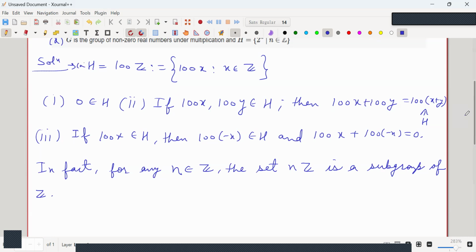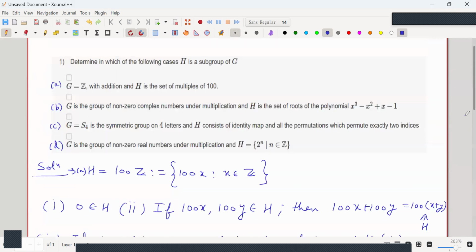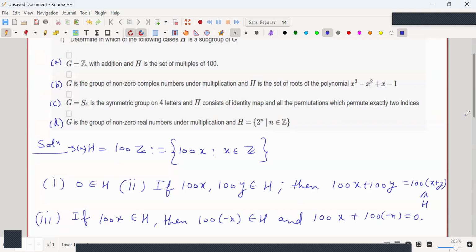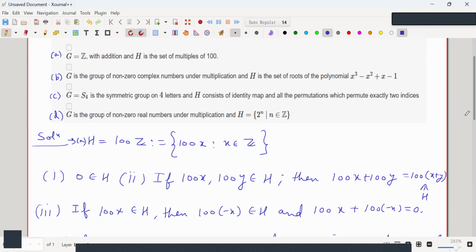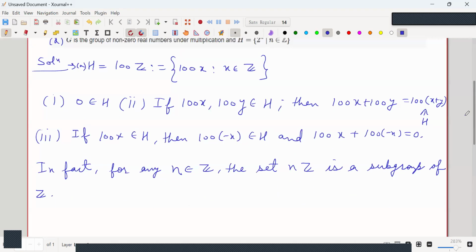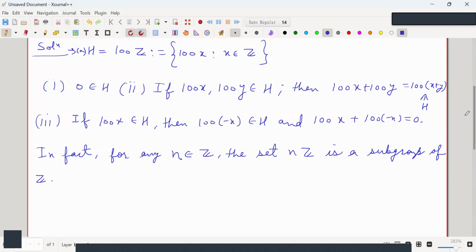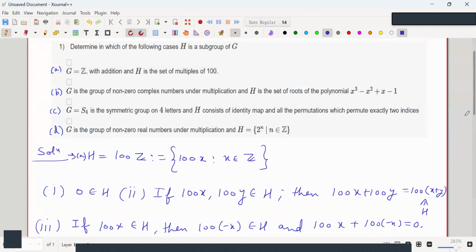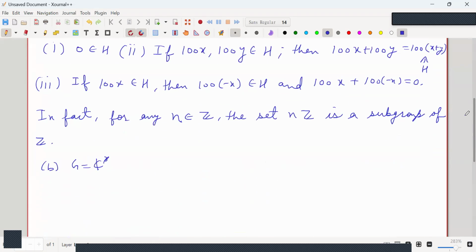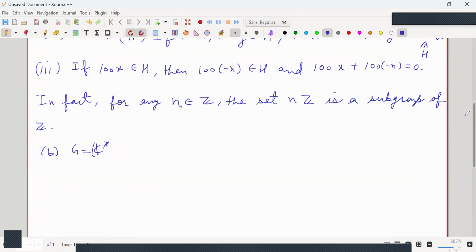What about the second part? G is the group of non-zero complex numbers under multiplication, and H is the set of roots of the polynomial x cube minus x square plus x minus 1. This is not a subgroup. Good. So G is just C star under multiplication.